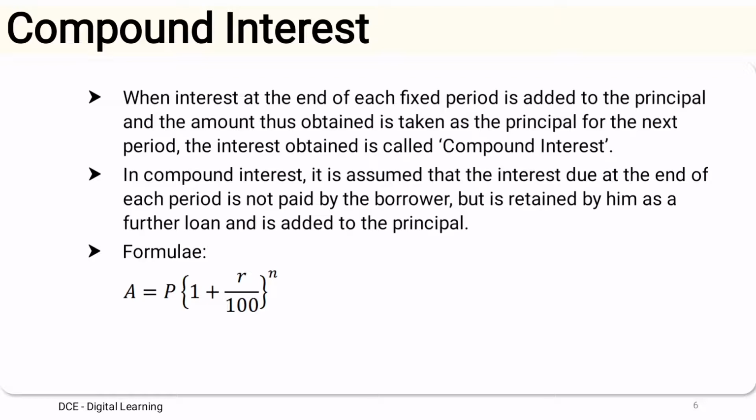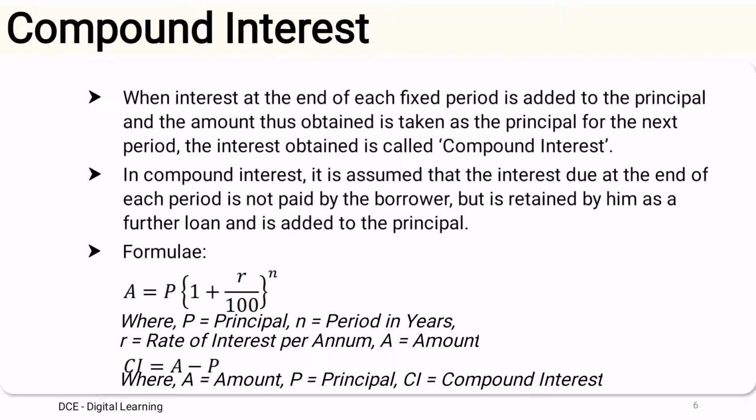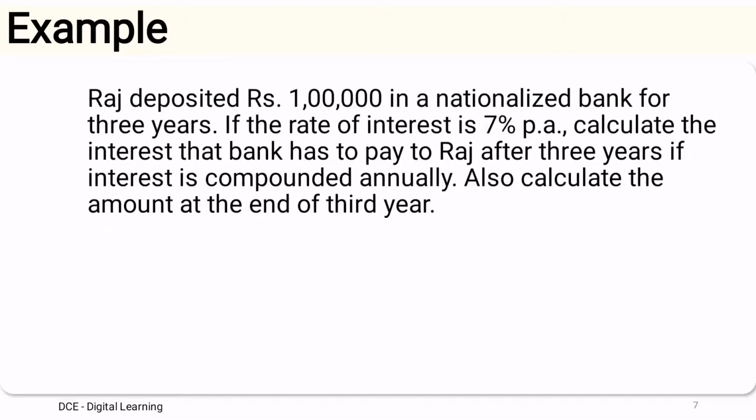Formula to compute compound interest is A equals P into bracket 1 plus R divided by 100 raised to N, where P is the principal, the amount of loan, N is the period in years, R is the rate of interest per annum, and A is the amount at the end of the loan period. CI, compound interest, equals A minus P. A is amount, P is principal. So let us take an example on compound interest.